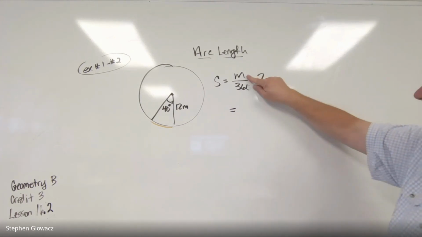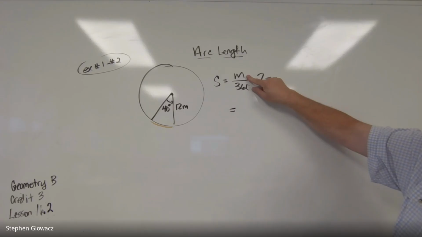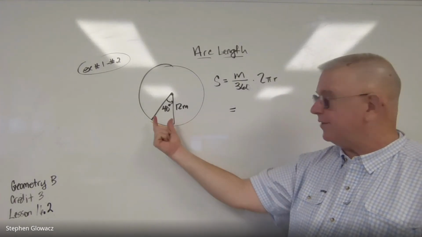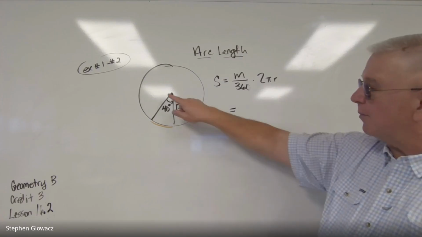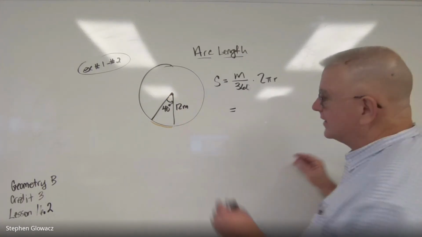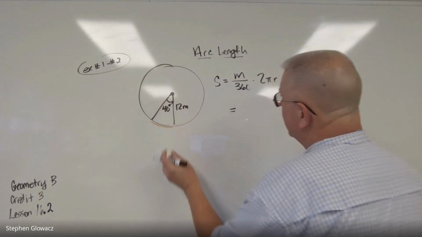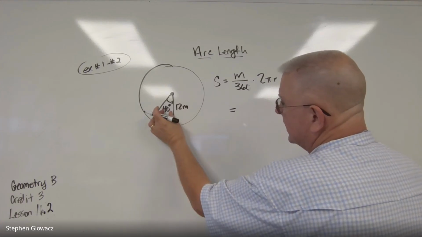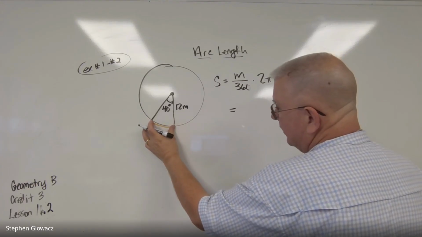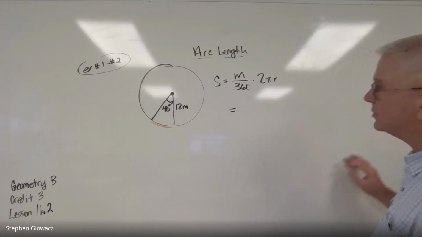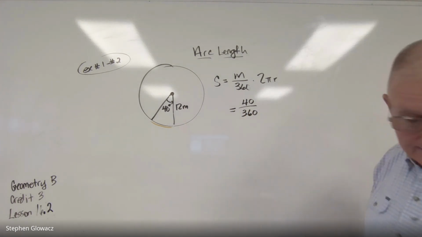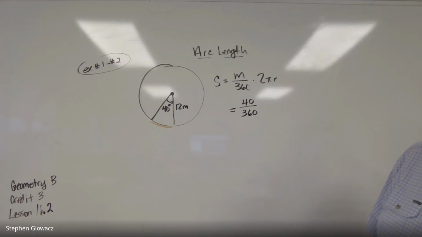All right, so M here stands for the measure of the angle, or we could also say the measure of the arc in degrees. Not the length of it, but the measure of it in degrees. Remember, when we have a central angle where the vertex is at the center of the circle, the central angle formed by these two radiuses, 40 degrees, is the same as the arc measure in degrees. So M is the measure of that angle or arc. And so we have 40 over 360. And they want us to use 3.14 for pi and then round to the nearest tenth.